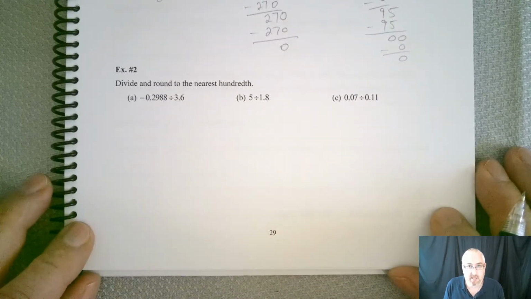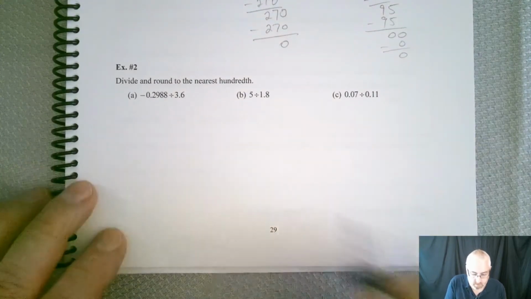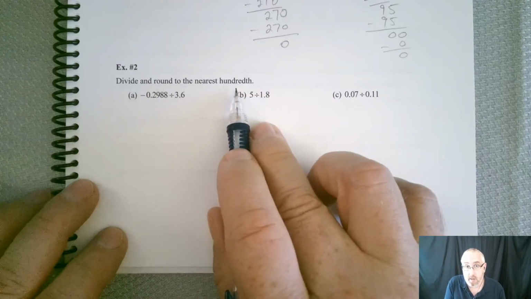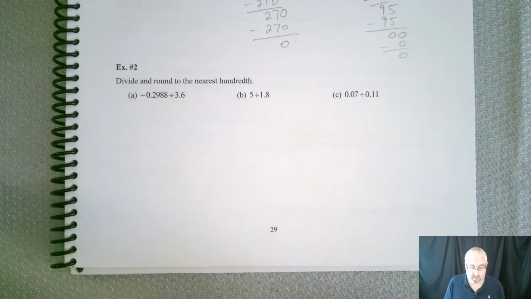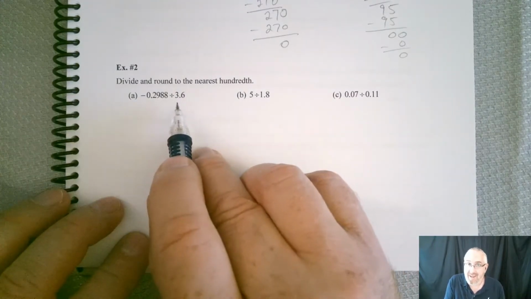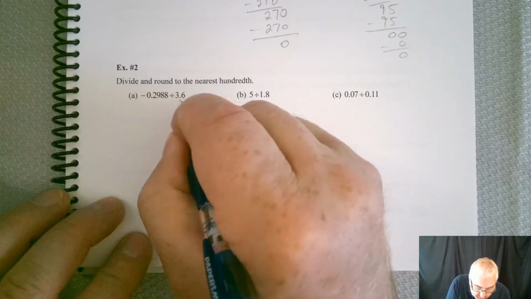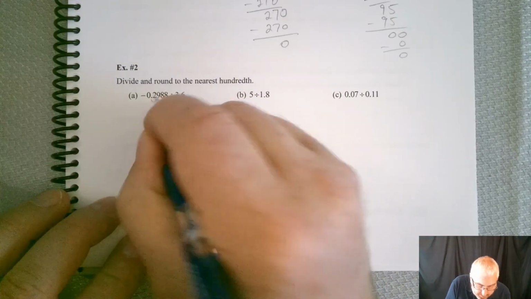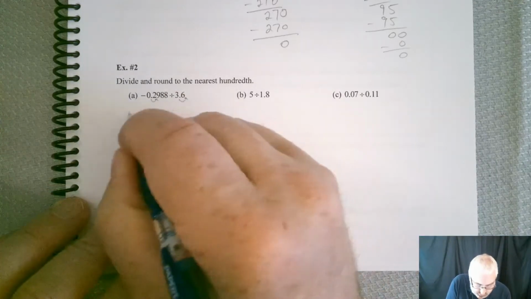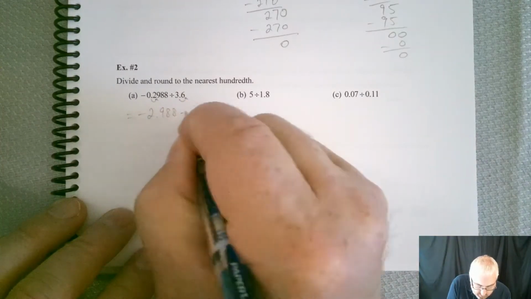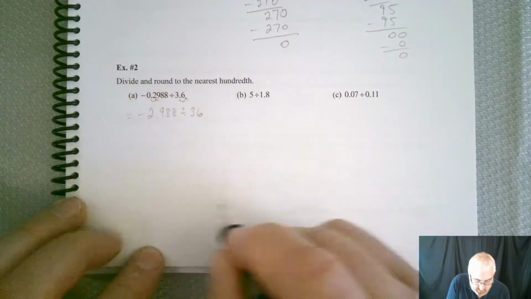Let's do ones where it doesn't necessarily come out nice. All right, so this says to divide and round to the nearest hundredth. So let's see what happens. So this first one, our second number is not an integer, so we're going to have to move it over one spot, which means we got to move this one over one spot. All right, so our new problem becomes 2.988 divided by 36.